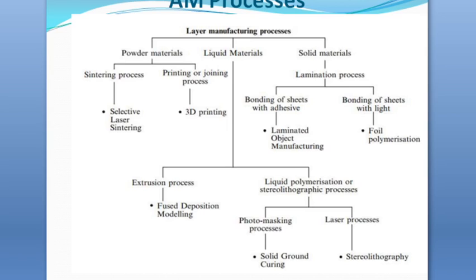The solid materials are used in lamination process, bonding of sheets with adhesive. Without using adhesive, light can also be used for bonding of sheets. It is called foil polymerization. Adhesive is used in laminated object manufacturing.